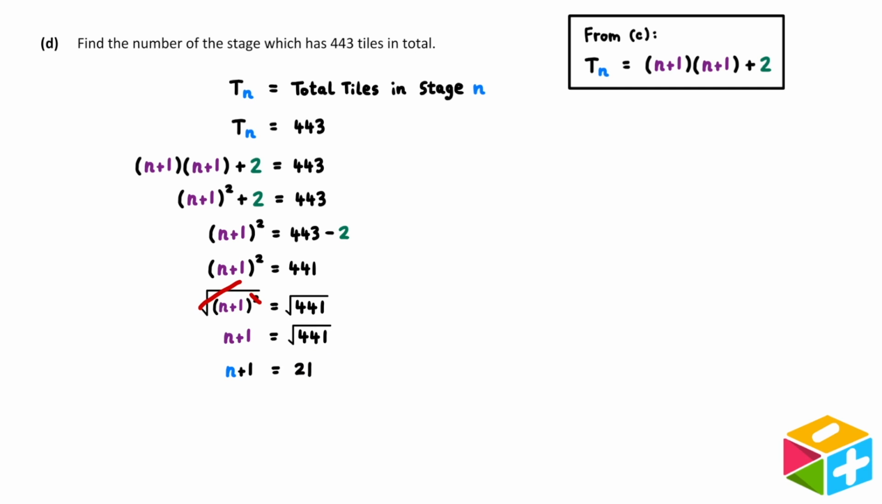As our final step, we can get rid of the plus 1 by subtracting 1 from both sides. This brings us to a final answer of n equal to 20. So the 20th stage of our pattern will have 443 tiles.